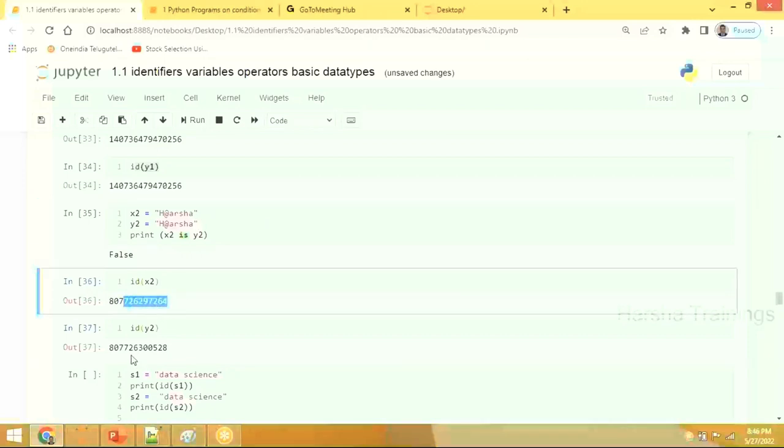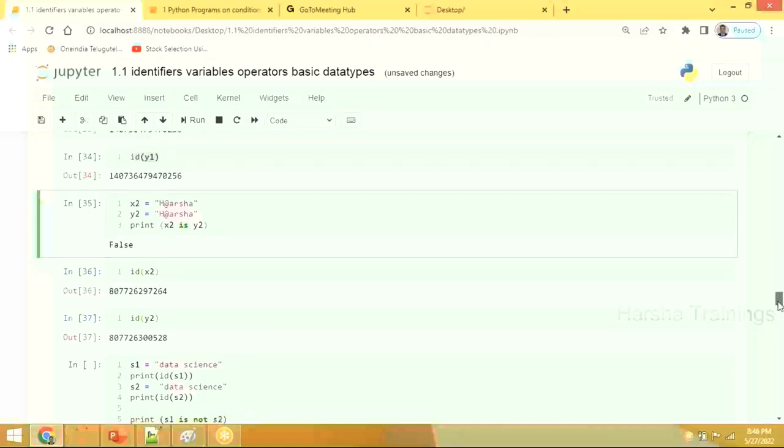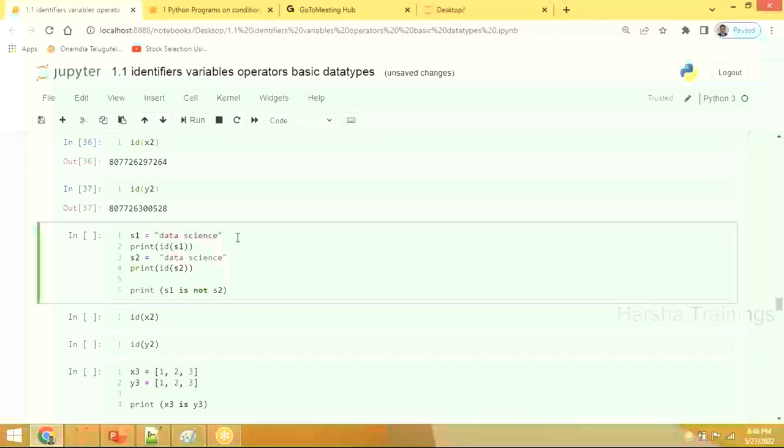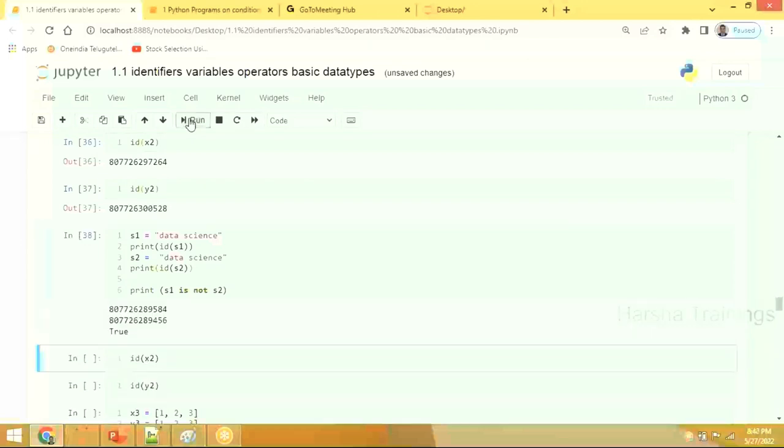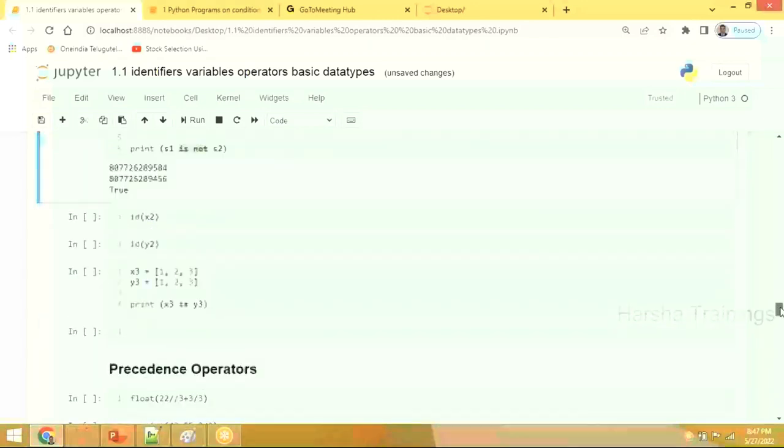If both x1 and y1 are stored in the same location, I will get true here. But these two are showing different locations, so my result will be false. Clear for you? Then let me take one more example. s1 is data science, s2 is data science. So the ids are different. Now I'm asking is not. Is not is exactly opposite to the is operation. It is showing true. Can you please respond?